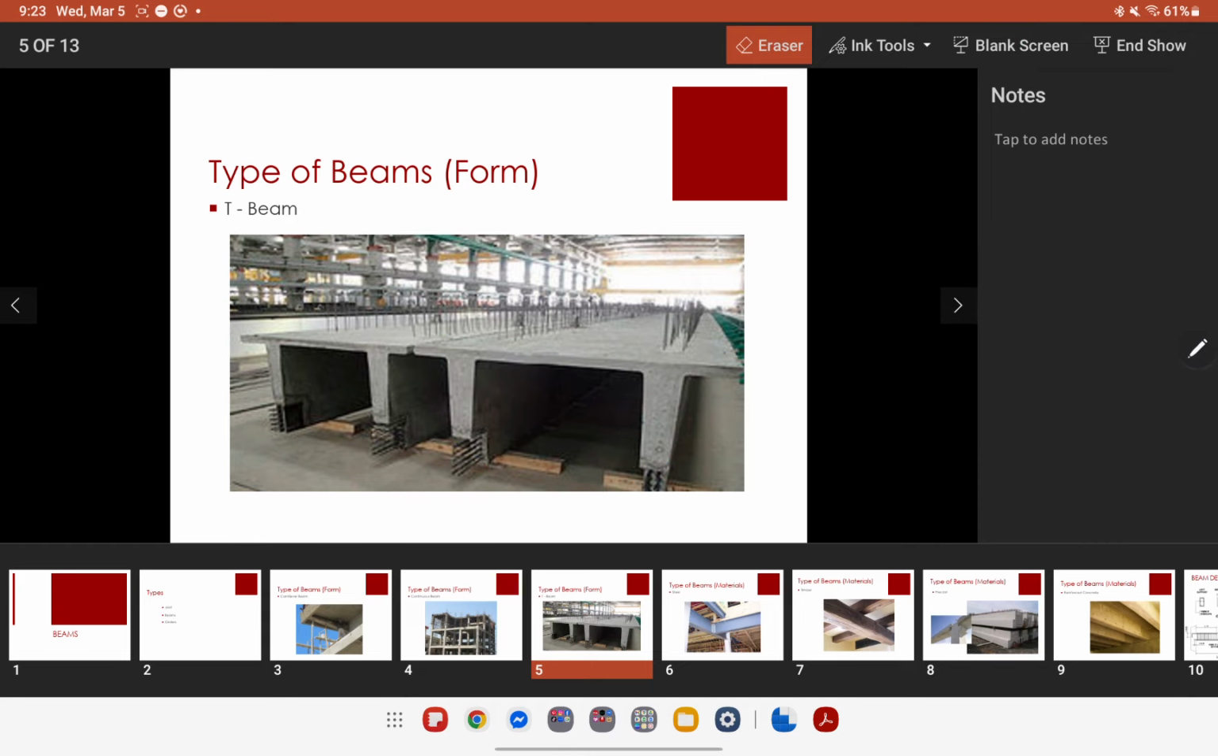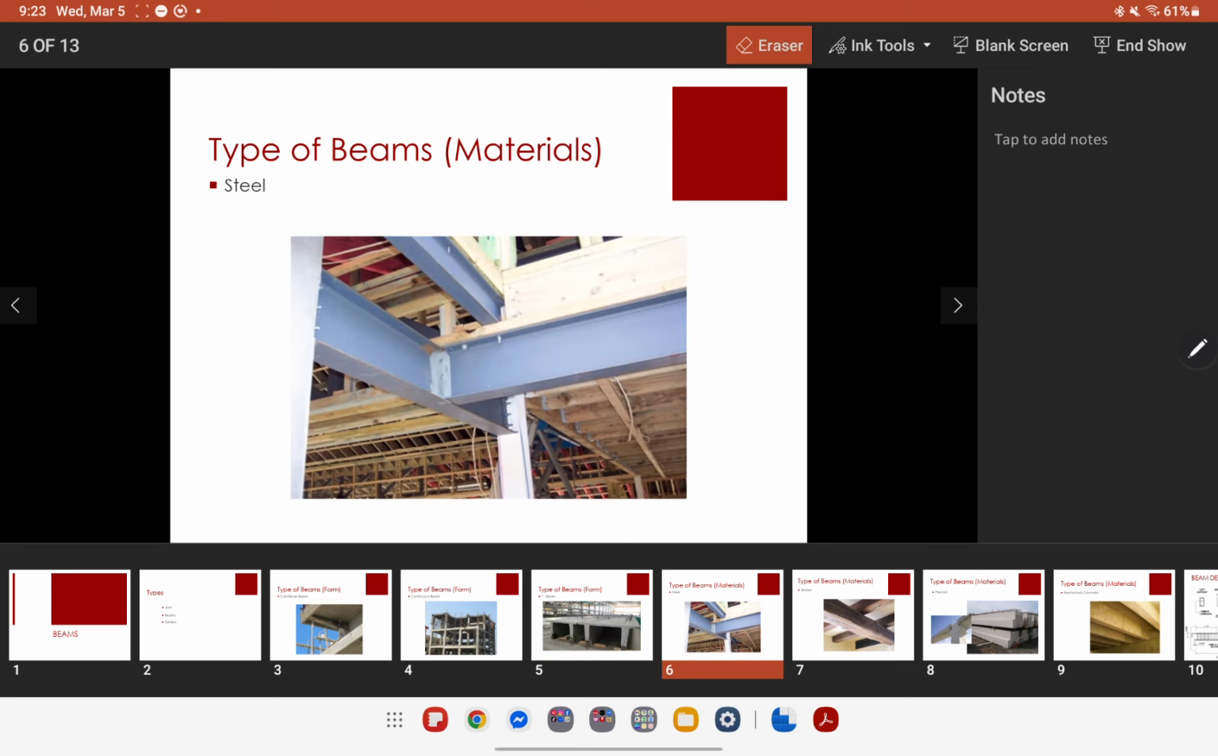Now we move to the types of beams based on material. The first type of material that we commonly see used as beams is steel. Steel is commonly used for steel structures like parking buildings.